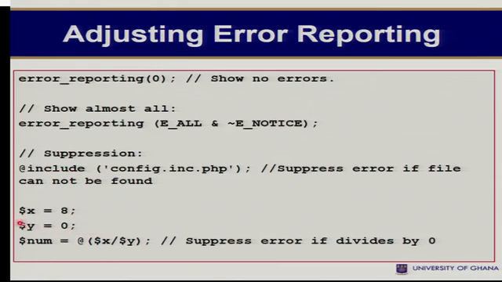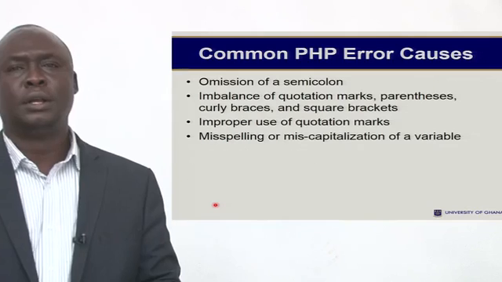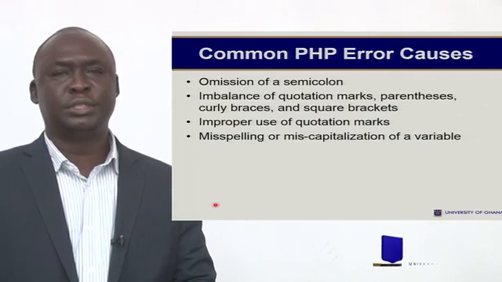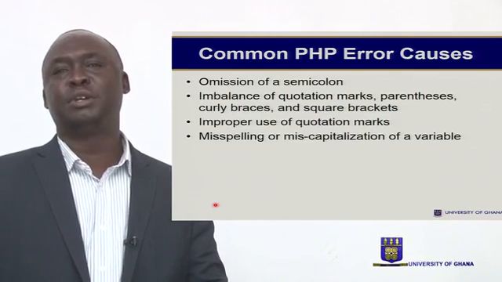All right? Here too it's the same thing. I'm saying that if you divide this by 0, this will definitely give you an error, but I want to suppress that. To suppress that, just bring in this sign, and that will allow the page to continue execution. Okay, so common PHP error causes: omission of a semicolon.